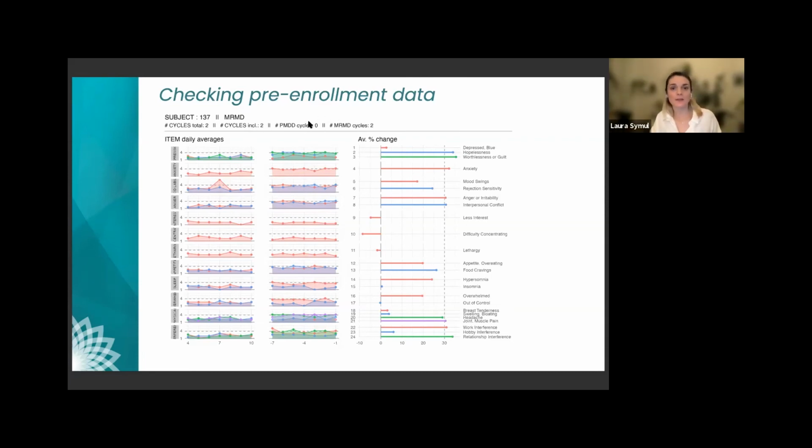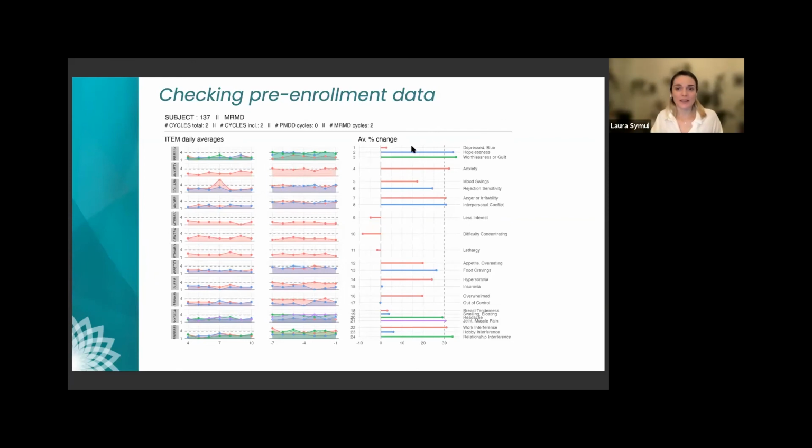And then it tells you how many cycles met criteria for PMDD or for MRMD. And then it will show you the daily averages in the postmenstrual phase and in the premenstrual phase, as well as the average percent change between the pre and the post phase for each of the symptoms. And the color here is just to differentiate between the different items within a DSM-5 symptom. So here, they didn't feel more depressed, but they felt more hopeless, hopeless and worthless, for example.